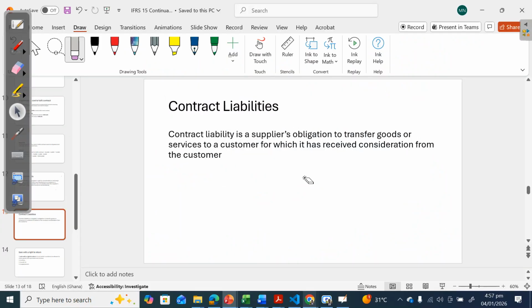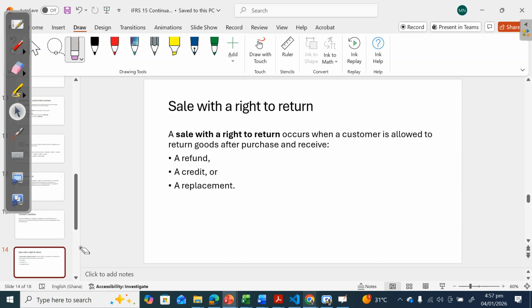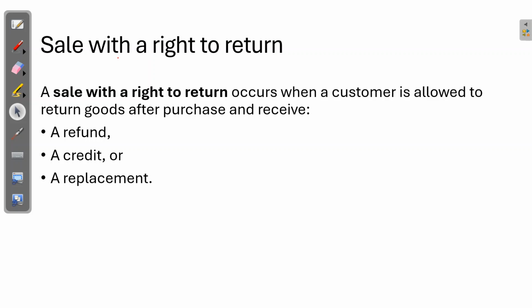So let's continue. Now let's look at sale with a right to return. In some commercial transactions, you can sell goods to a customer, and the customer can return. Per the agreement, the customer can return the goods within a period of time, within the first month, 2 months, you know. So in that case, it's called sale with a right to return. So you can return the goods for a refund.